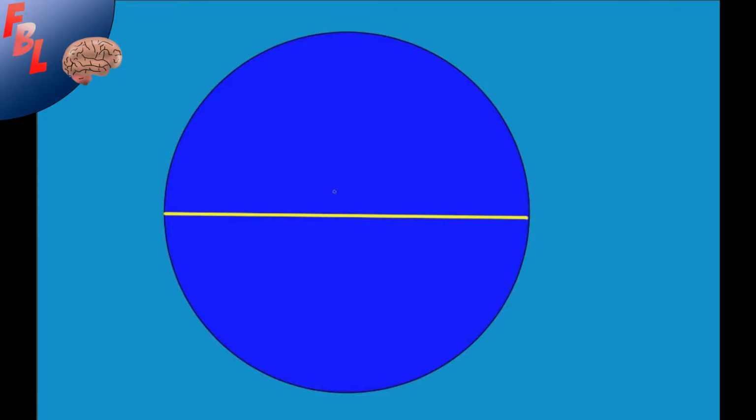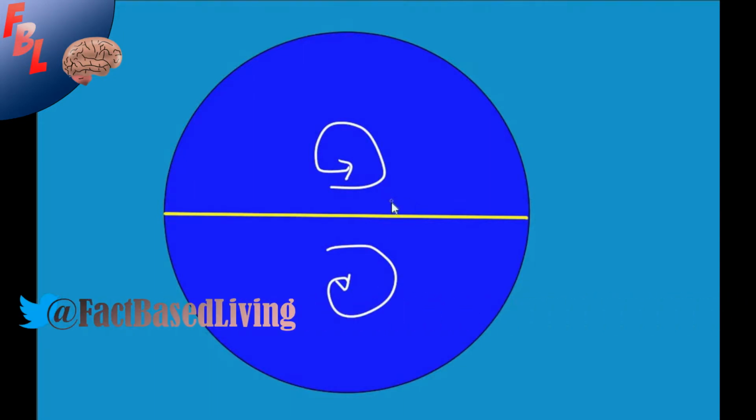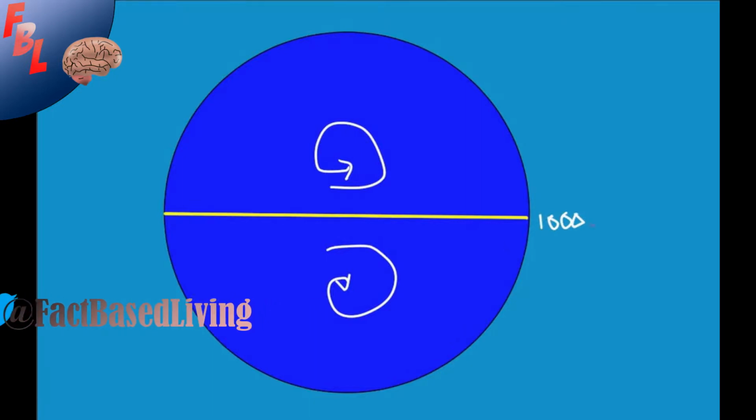Okay, so the Coriolis effect, we know, tends to make storms in the northern hemisphere go counterclockwise and clockwise in the southern hemisphere. The reason for that is pretty simple. At the equator, you're moving about 1,000 miles per hour in this direction, west to east.